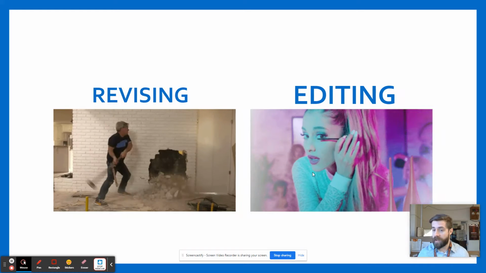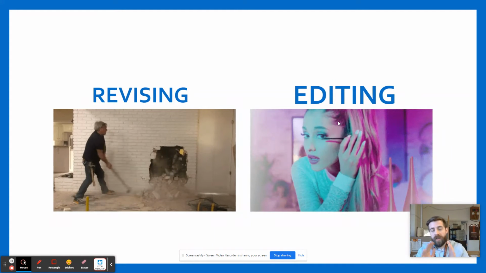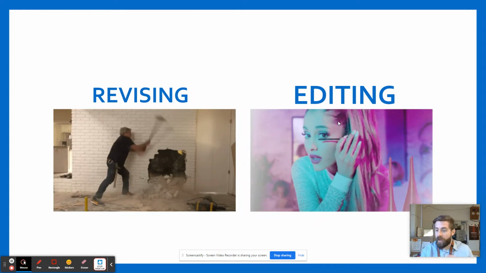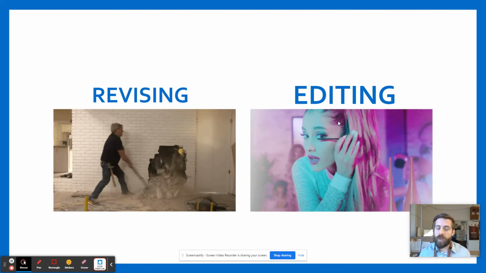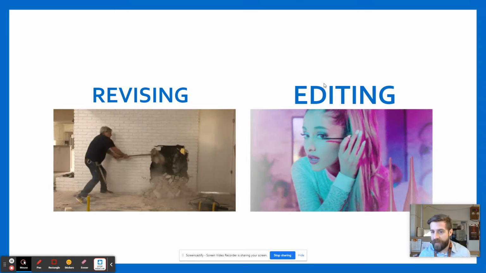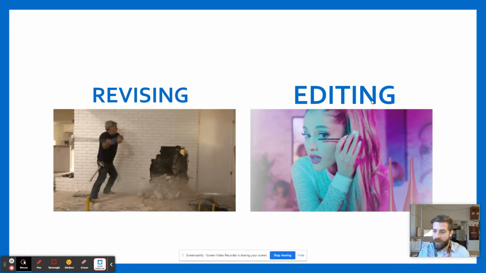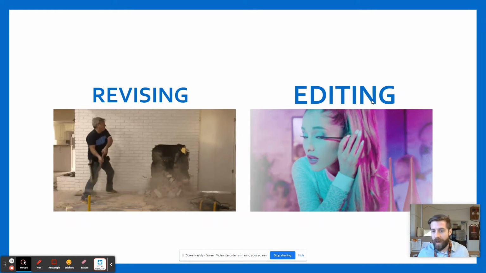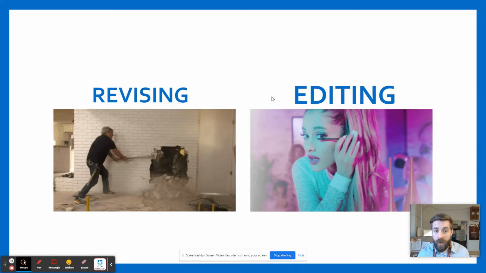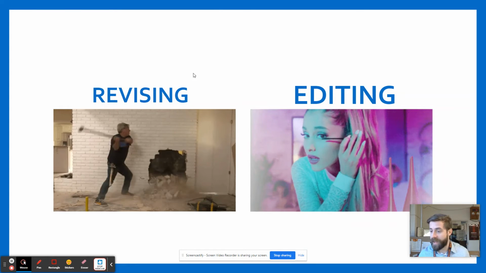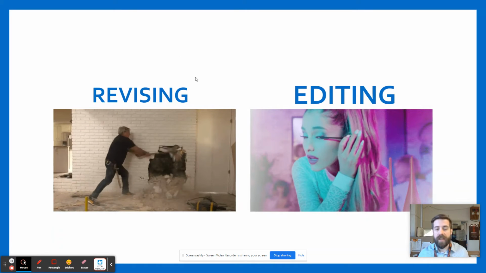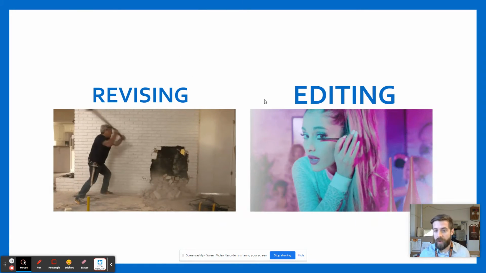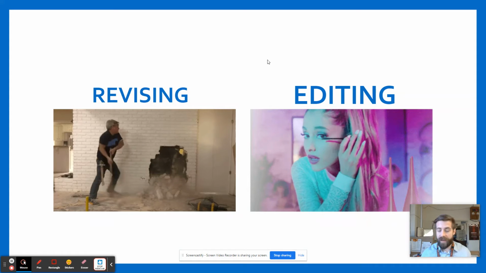Editing is making things look pretty. That's where you go through and make sure all your commas are in the right place, make sure all your spelling errors are corrected, make sure it's in MLA format. Because what you don't want to do is spend half an hour editing your paper where you fix all the commas and spelling errors, and then you realize, oh, I need to rewrite this entire paragraph, and then you have to just go through and edit again. Do your heavy lifting first, then go through and make it look pretty last.